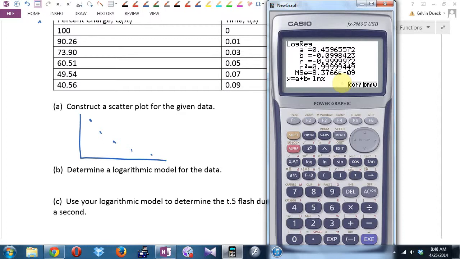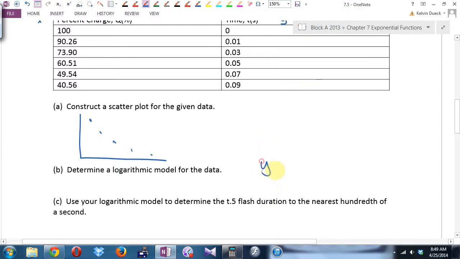Okay, this is very similar to what we did with polynomials and linear. We started out doing linear regression, we did quadratic regression, cubic regression, and a couple lessons ago exponential regression. Here's logarithmic regression. So the equation template is y equals a plus b times ln x, y equals a plus b natural log of x.